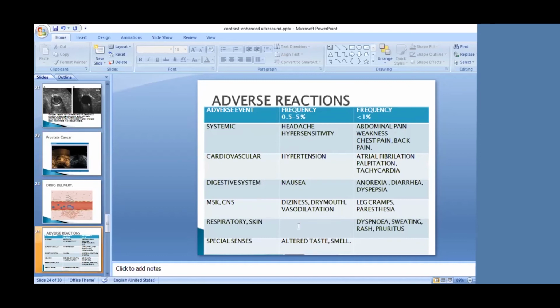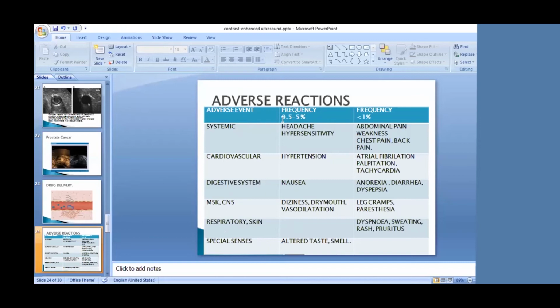Now this contrast agent, like the contrast agents in CT and MRI, may have what? An adverse reaction. So we have the adverse reaction here, which could be systemic, cardiovascular, digestive, musculoskeletal, central nervous system, respiratory, or skin, or special senses. Any of those can have an adverse reaction, a side effect of the contrast agent.